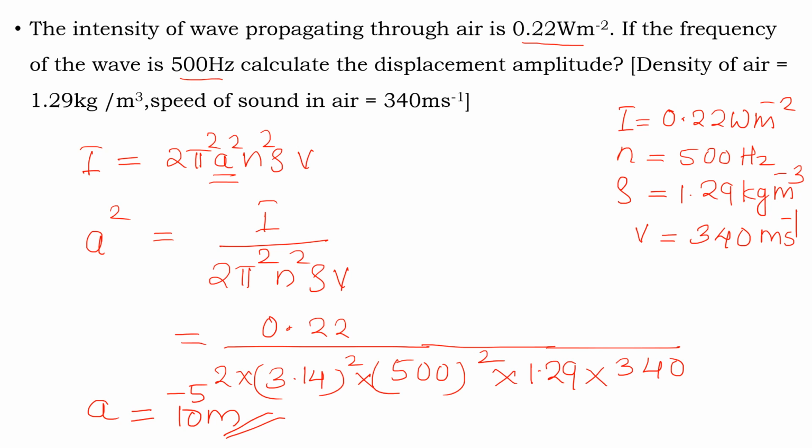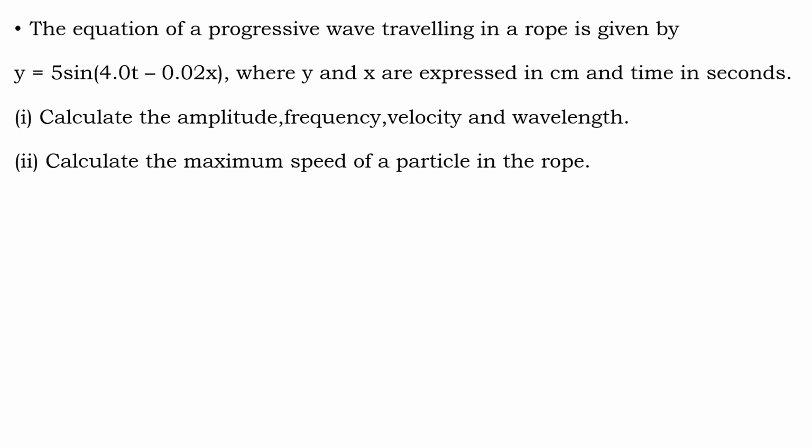And the next problem: the equation of a progressive wave traveling in a rope is given by y = 5 sin(4t − 0.02x), where y and x are expressed in centimeter and time in seconds. Calculate the amplitude, frequency, velocity and wavelength, and calculate the maximum speed of the particle in the rope.